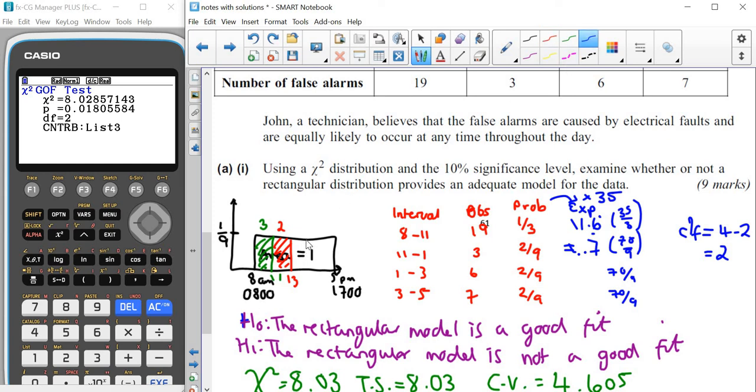Next, we were looking up to between 1 and 3. 3 o'clock would be 1500 hours, which again has a width of 2. And lastly, we're looking between 3 and 5, which again has a width of 2 and a height of 1/9. So that's how I found each of those probabilities.